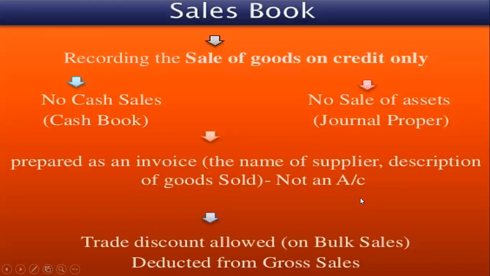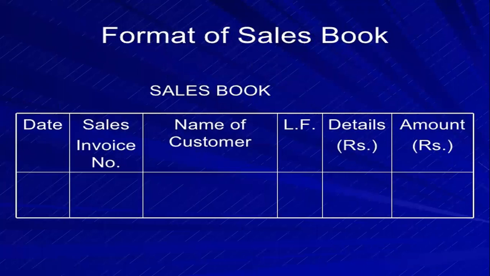Next important subsidiary book is the sales book. In the same way, the credit sales transactions are mentioned in the sales book. No cash transaction or sale of asset should be mentioned in the sales book. Here also, if discounts are allowed, they are to be mentioned in the details column.